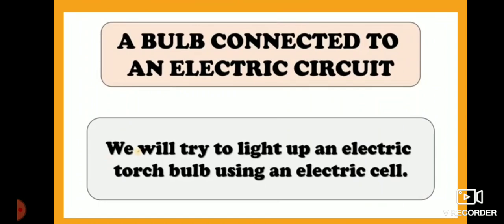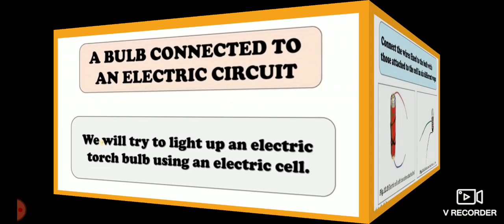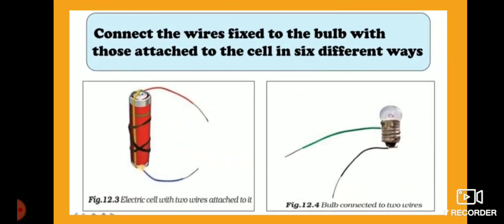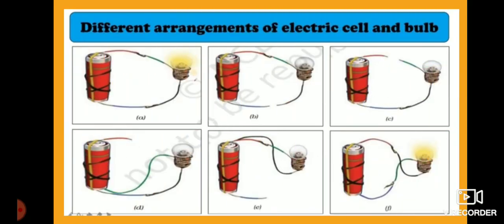A bulb connected to an electric circuit. We will try to light up an electric torch bulb using an electric cell. Let us see. Connect the wires fixed to the bulb with those attached to the cell in 6 different ways. Let us connect our electric cell and bulb in 6 different ways and let us see in which all cases the bulb glows and vice versa. Different arrangements of electric cell and bulb. Let us see all of them in detail.